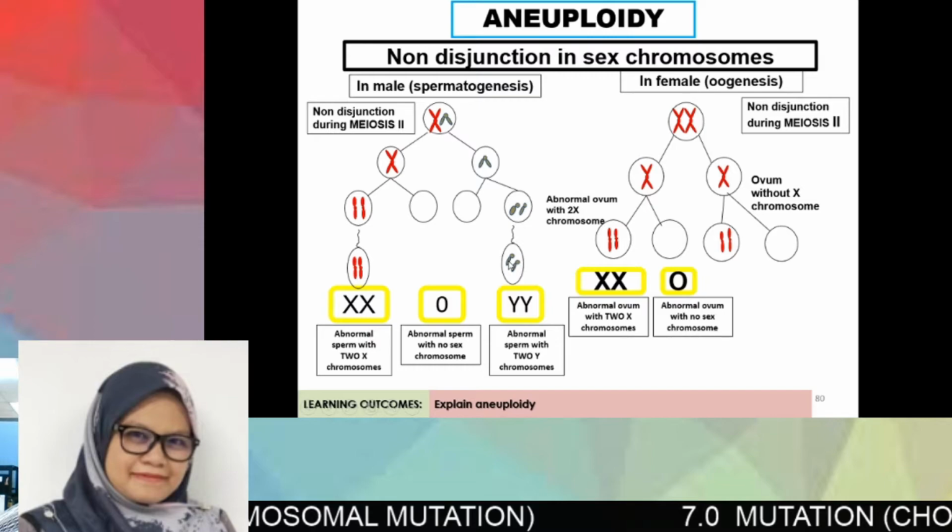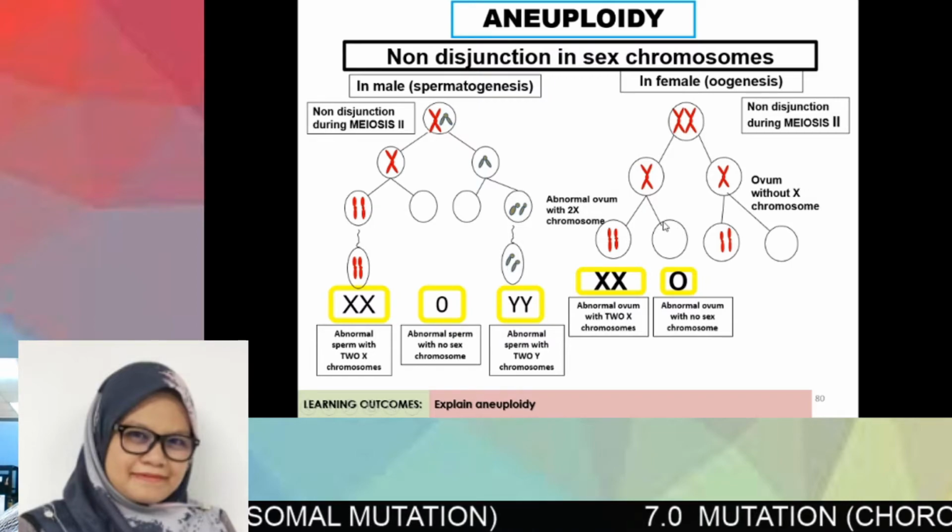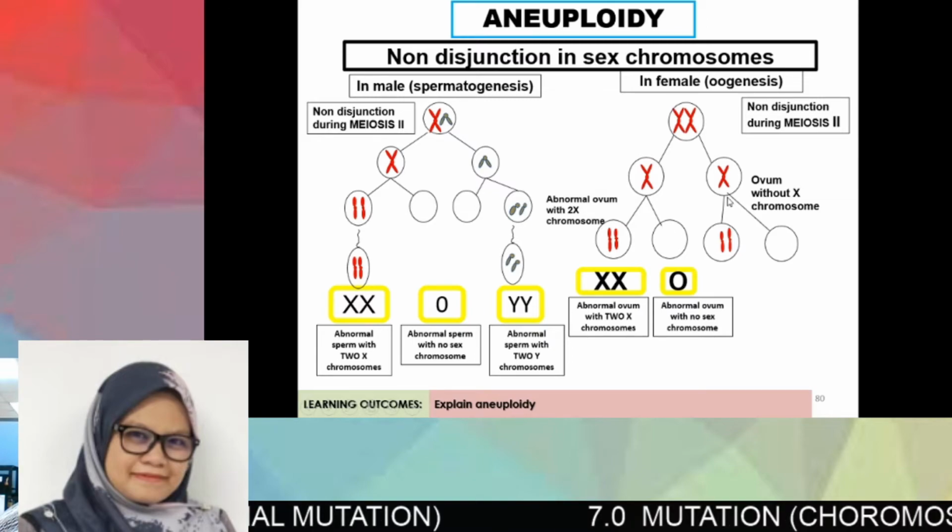Okay, for female, for meiosis 1, tak ada masalah yang berlaku. The homologous chromosomes separate, but then in meiosis 2, the sister chromatids are unable to separate. So one of the daughter cells will carry 2X chromosome and another one with 0. Same to this, one with 2X chromosome and another one with 0 sex chromosome. Then the condition of the N+1 gamete, we call this trisomy.